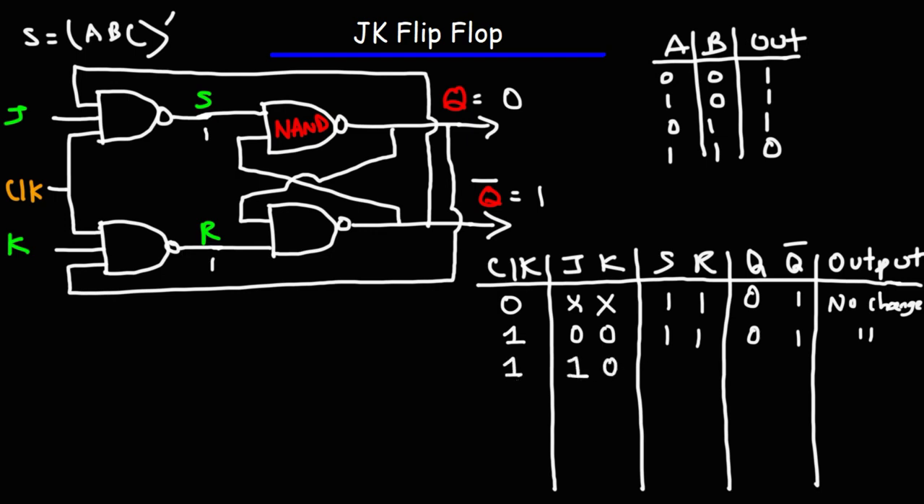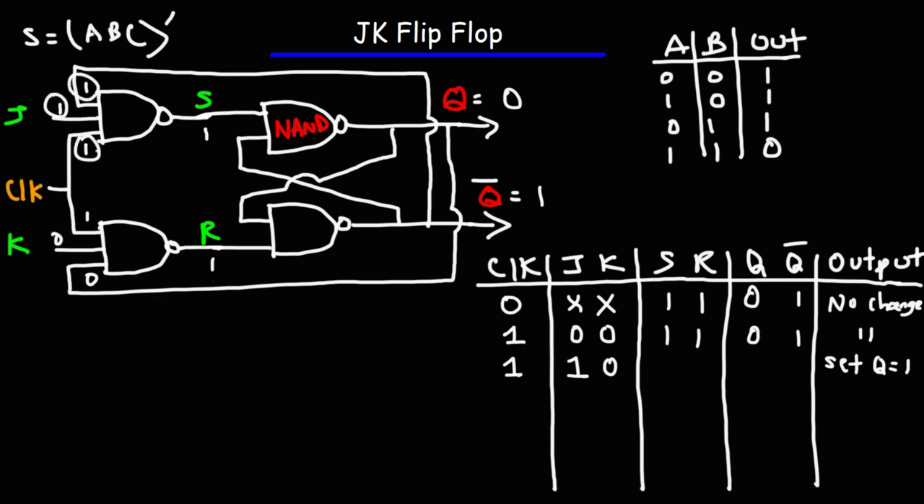What you need to know is that when you press the J button, you're going to set Q to 1. Now let's prove that. Right now we have a 1 at the clock input, J is 1, K is 0, Q is 0, so that means this input is going to be 0. Q bar is 1, so the top input will be 1. Now we have a 0 here, so R is going to stay 1.